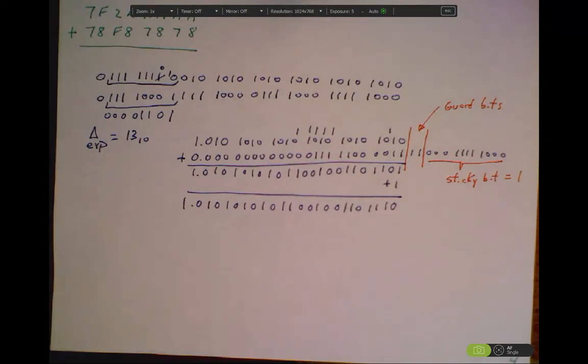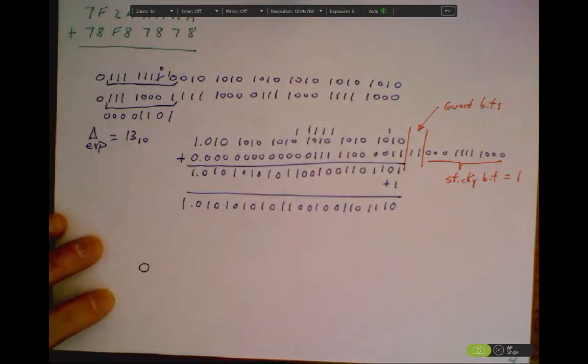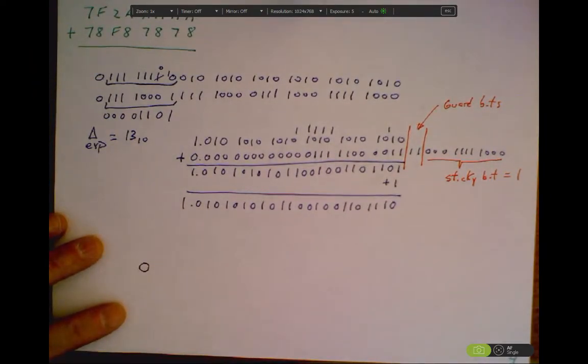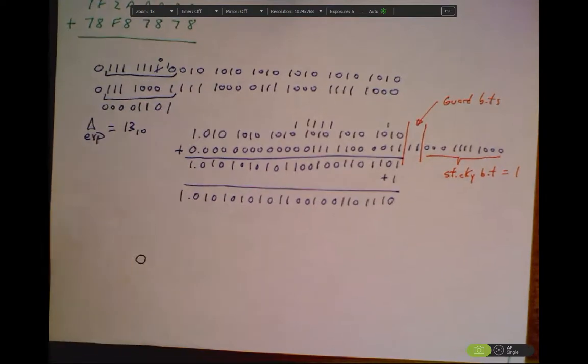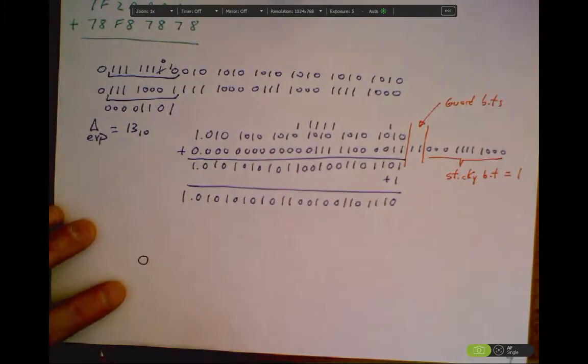Okay, now I'm ready to encode the final result. The sign, what's the sign of the result? The sign of the result is 0. I was adding together 2 positive numbers, so the result is going to be positive. What's the exponent of the result? Well, since I did not have to normalize, the exponent of the result is going to be the exponent of the bigger value.